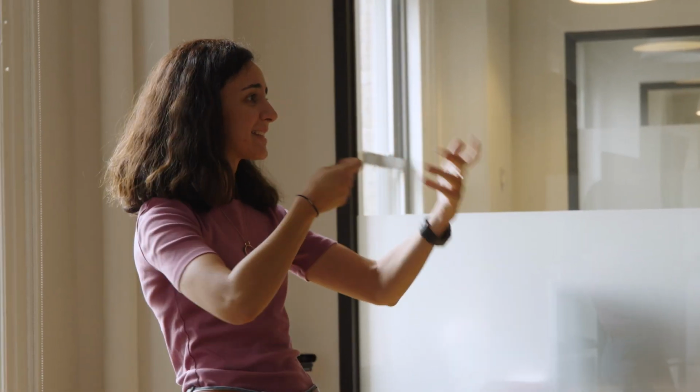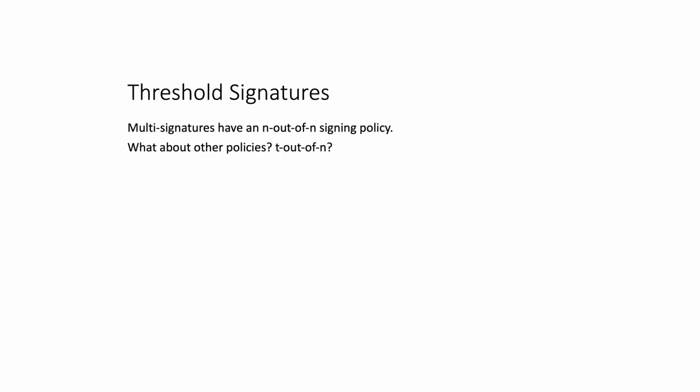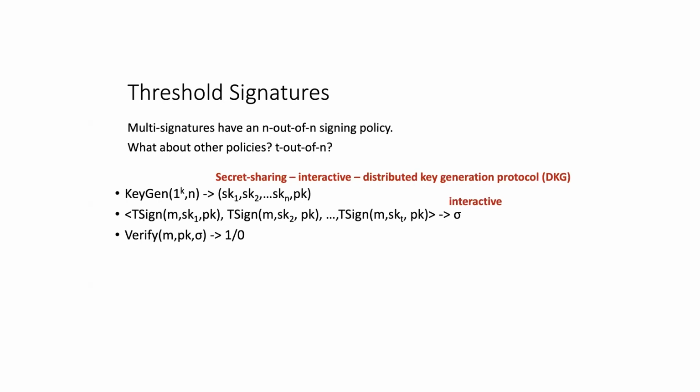So multi-signatures have this n out of n signing policy. You want to have all n signers signing the message. What if we have other policies? What if we want just to get these signatures out of a set of n public keys, and so on. So threshold signatures allow us to do that, and they have an important caveat, an important point that we will be careful about. The key generation process is not independent as before. It's not the case that every user can just generate their own keys.